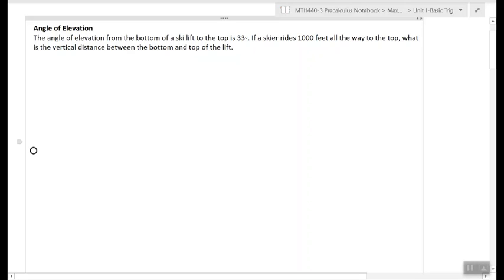Alright, our first problem is angle of elevation. The angle of elevation from the bottom of the ski lift to the top is 33 degrees. If a skier rides 1,000 feet all the way up to the top, what is the vertical distance between the bottom and the top of the ski lift?